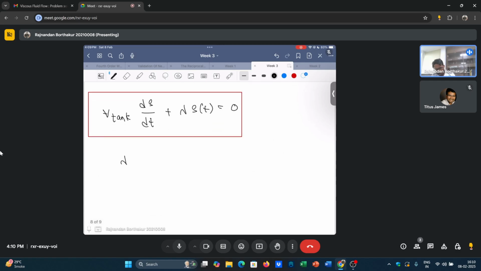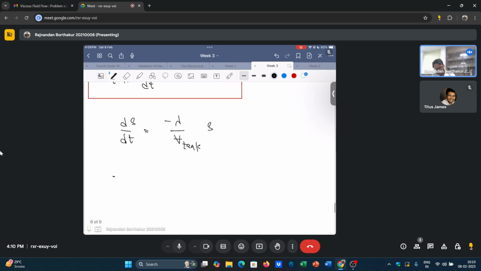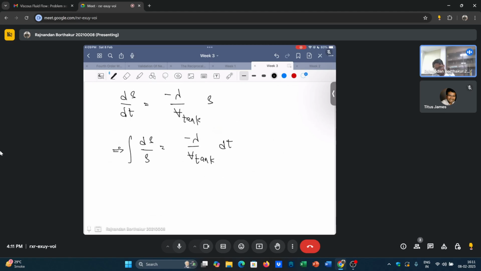So this becomes d rho by dt, and then this becomes minus lambda by the volume of the tank times rho. There is something known as variable separation. We have done a similar problem of this sort. So we'll just separate the variables: d rho by rho equals minus lambda by V tank times dt. That's it. Let's integrate it now.